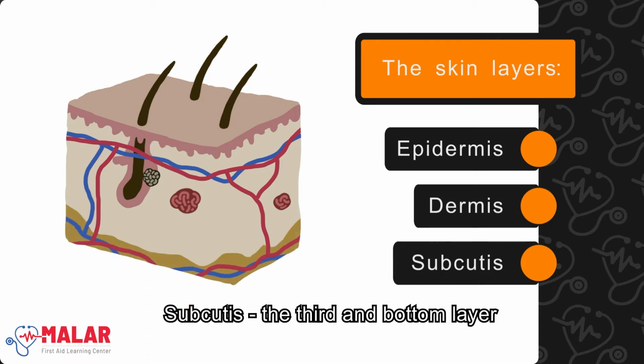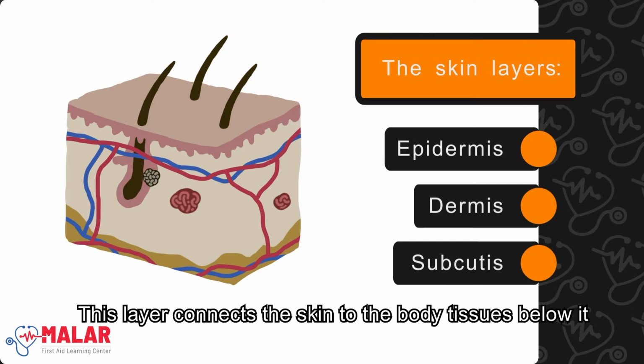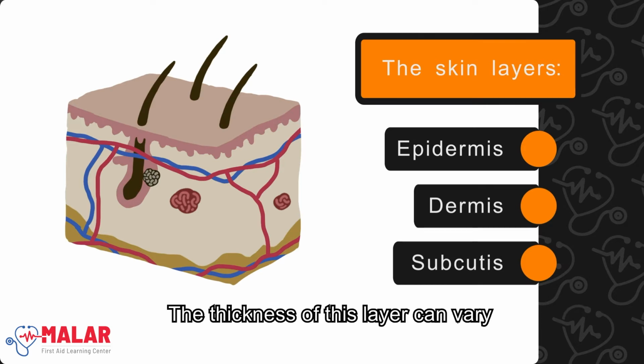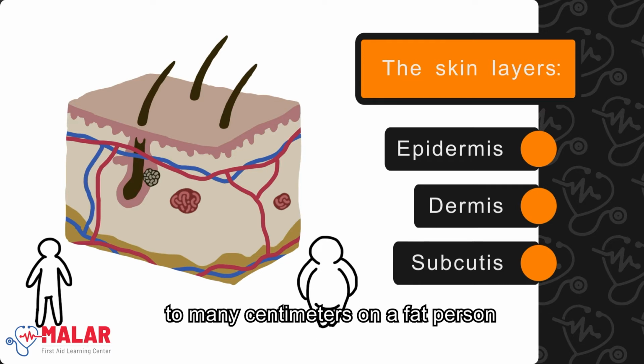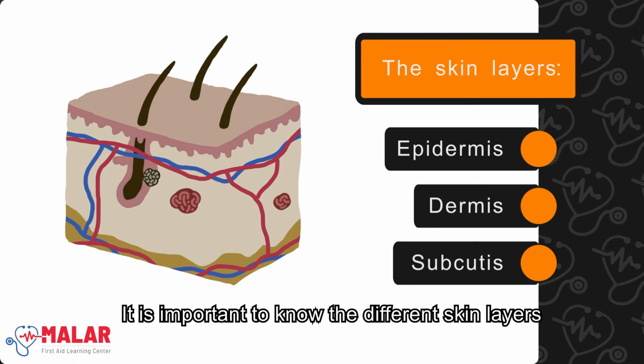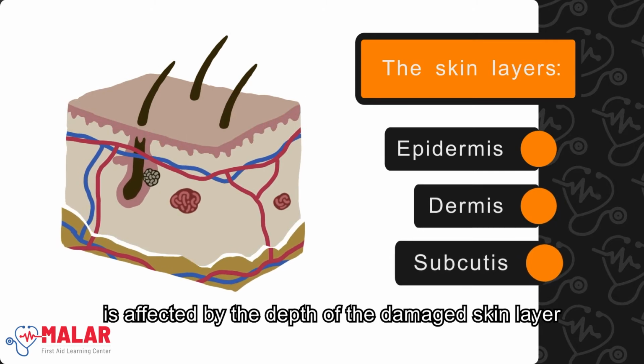Subcutis, the third and bottom layer. It is the body fat layer. This layer connects the skin to the body tissues below it and keeps the body's heat. The thickness of this layer can vary from a few millimeters on a lean person to many centimeters on a fat person. It is important to know the different skin layers because the severity degree of a burn is affected by the depth of the damaged skin layer.